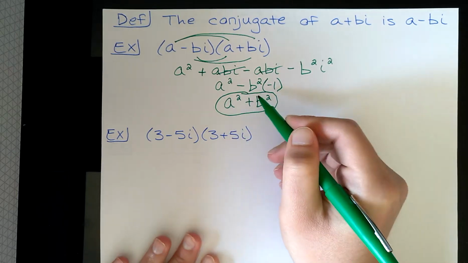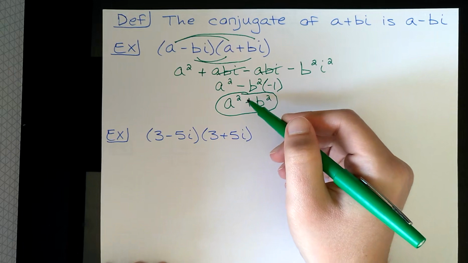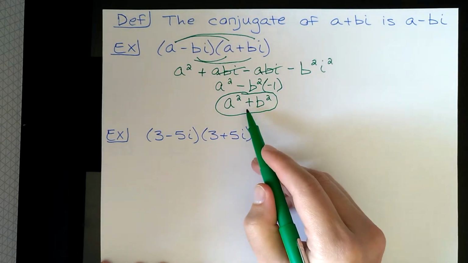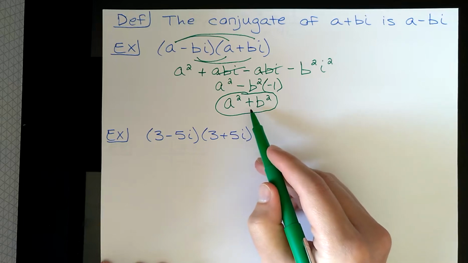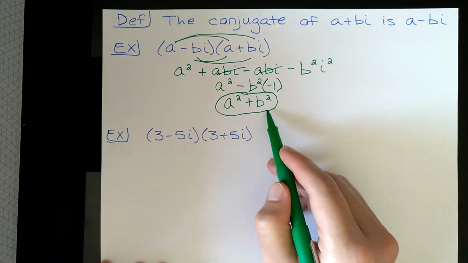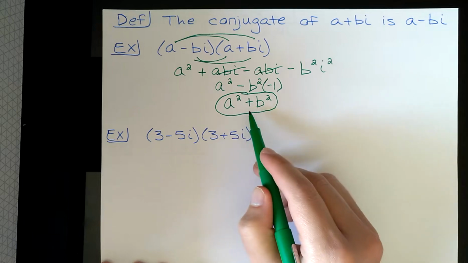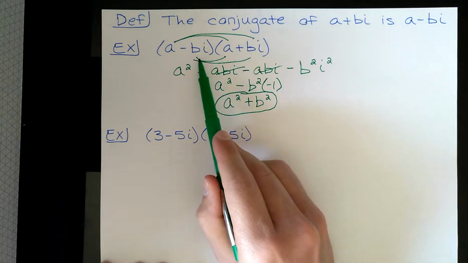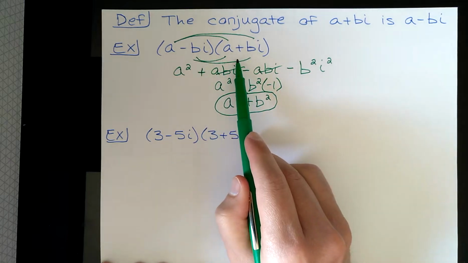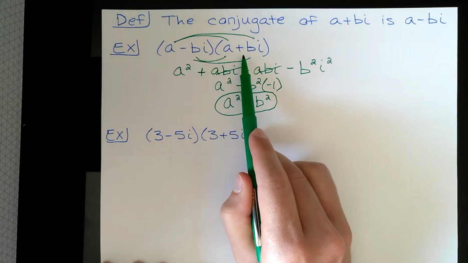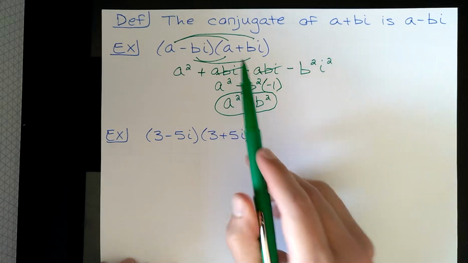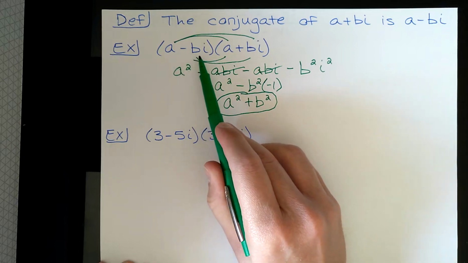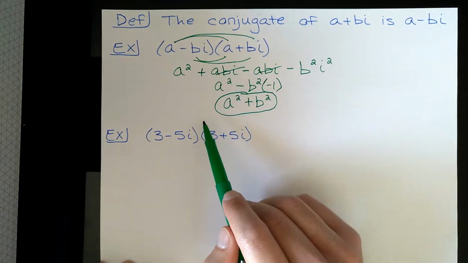This is a very important formula. Remember, we've been able to factor the difference of two squares, but now we know how to factor the addition of two squares. In the past, this would never factor, but now it does. It factors into two complex numbers, and they are conjugates. So a squared plus b squared factors into a minus bi times a plus bi.